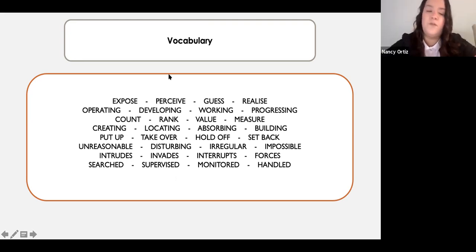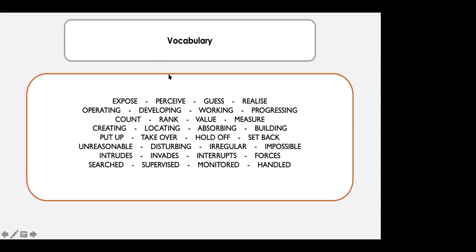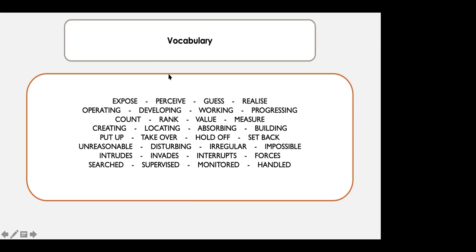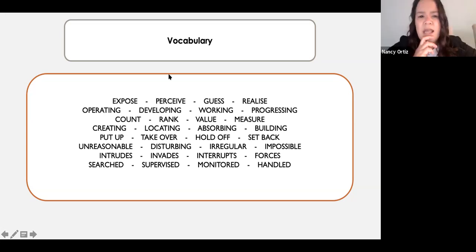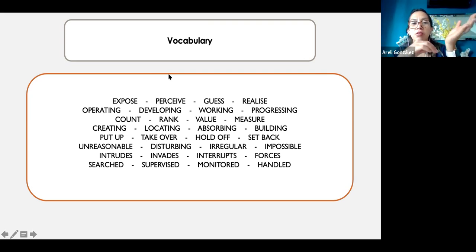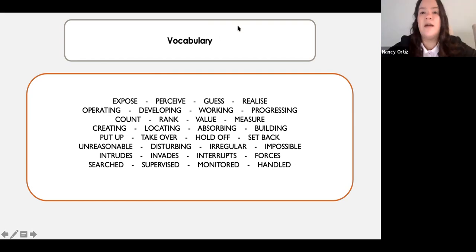Yes, put off. It means postpone. Yes, it would be a synonym. Because I can say I put off my meeting because of personal issues, no? Or, yes, we could say we can put off the meeting a few days. It's a synonym. It doesn't matter if I use setback or put off, it doesn't matter.